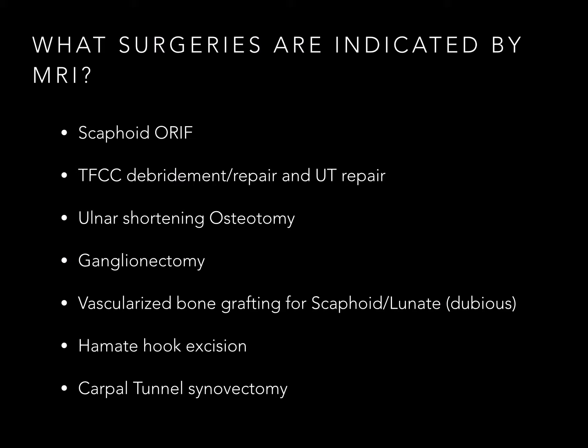So what surgeries get indicated by an MRI in my practice? Well, fixing a scaphoid is number one. TFCC debridement or repair, and UT ligament split tear repair, ulnar shortening osteotomy, ganglionectomy, vascularized bone graft for scaphoid or lunate. Again, this is dubious. The best test is to actually look at the bone intraoperatively. Hook of hamate excision, if I find that there's a hamate non-union, or carpal tunnel synovectomy if there's quite a bit of synovitis in the carpal tunnel. But also, it should be noted that if you find a subluxating ECU tendon on the MRI, the ECU subsheath is torn, then ECU tendon stabilization is one that often gets indicated by an MRI.